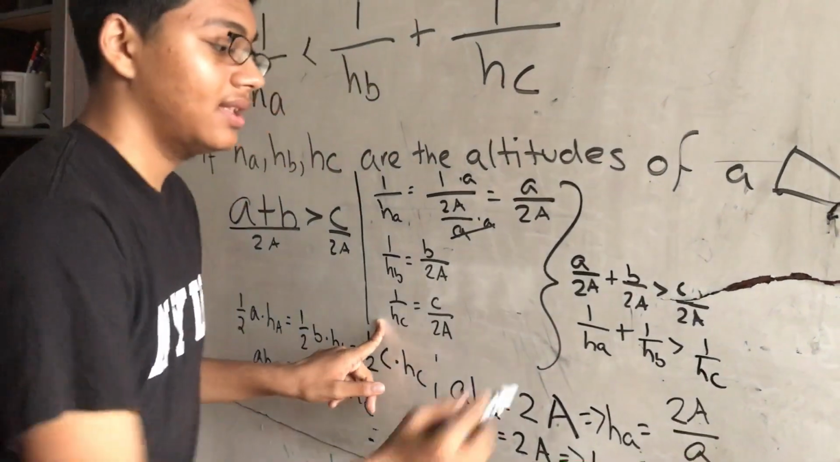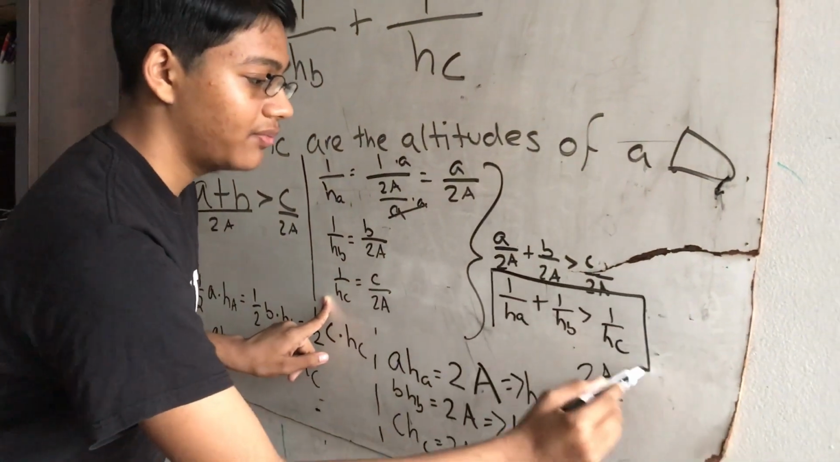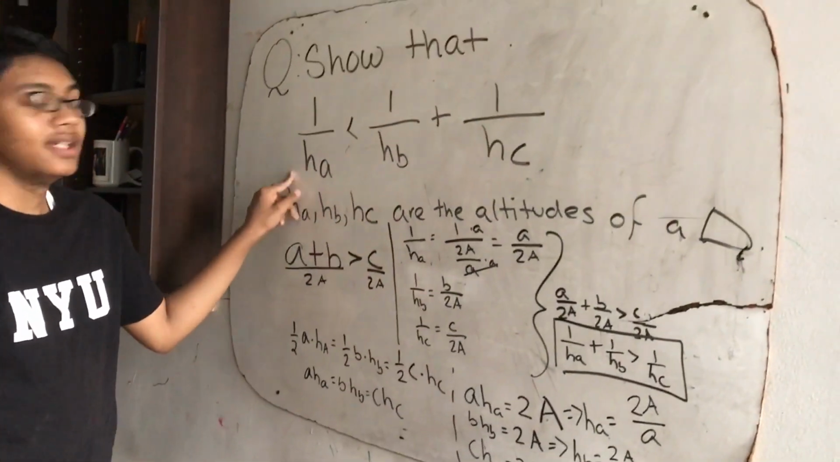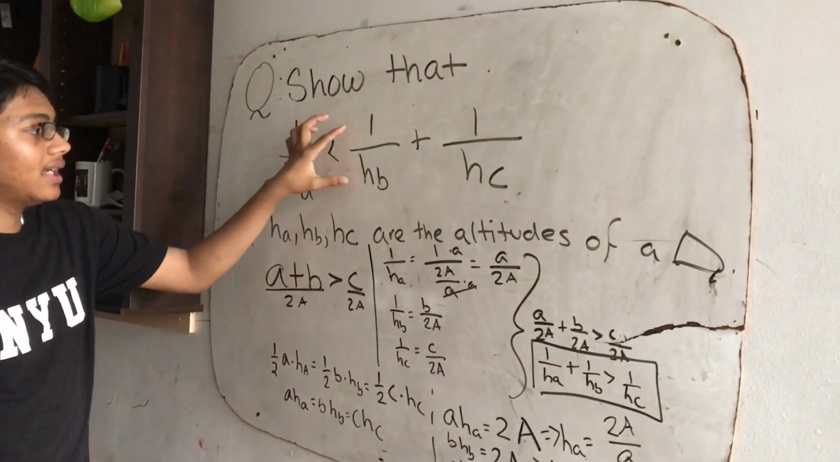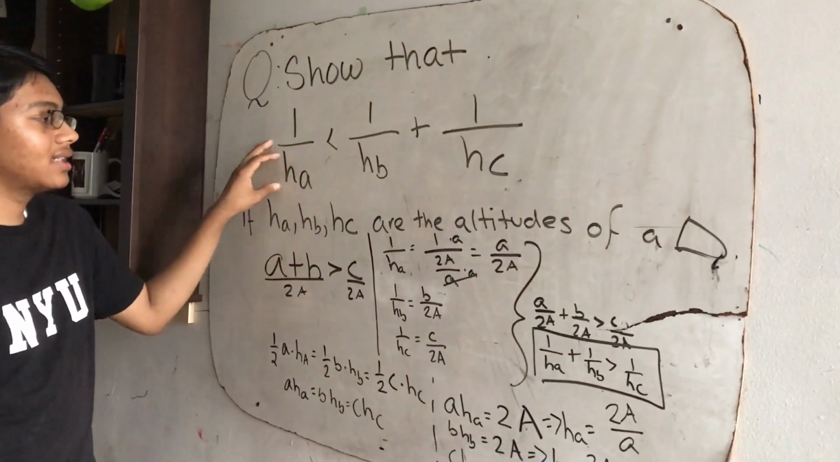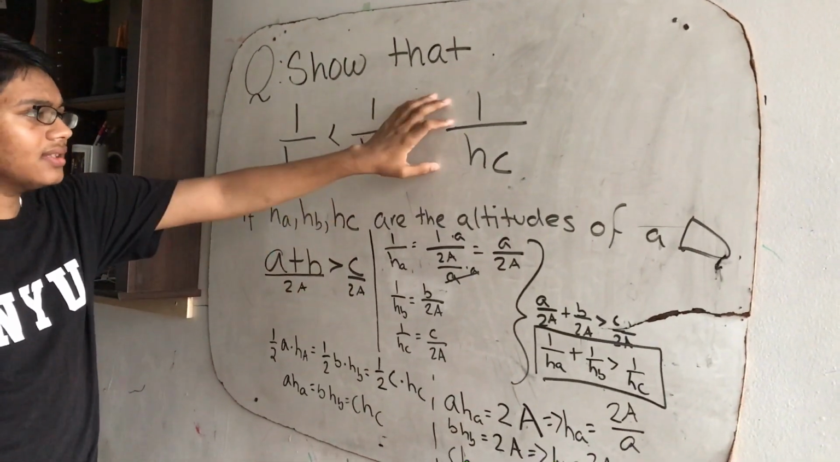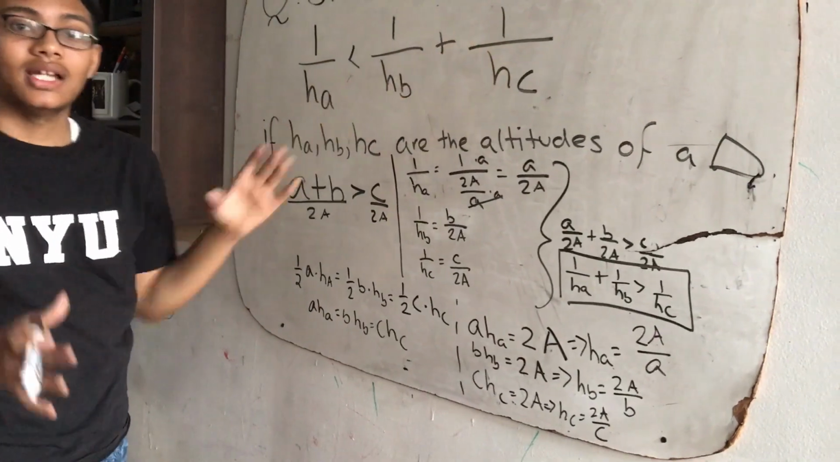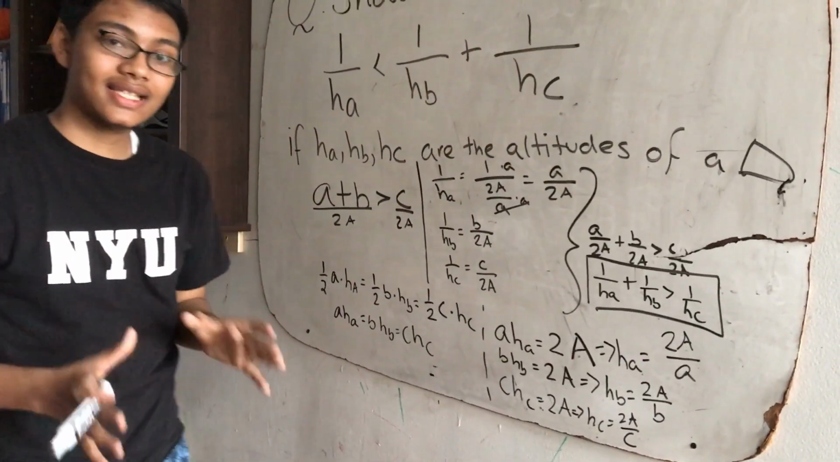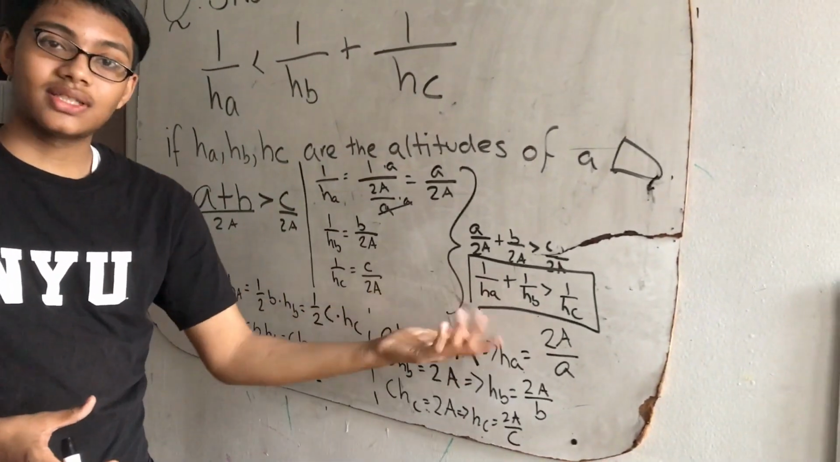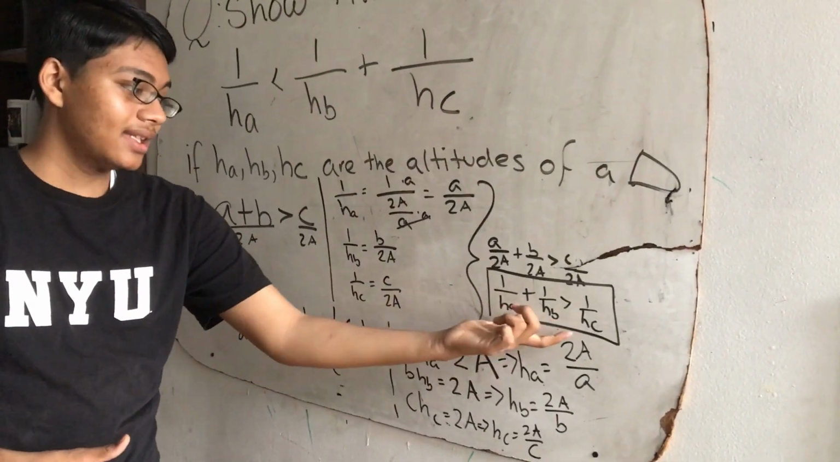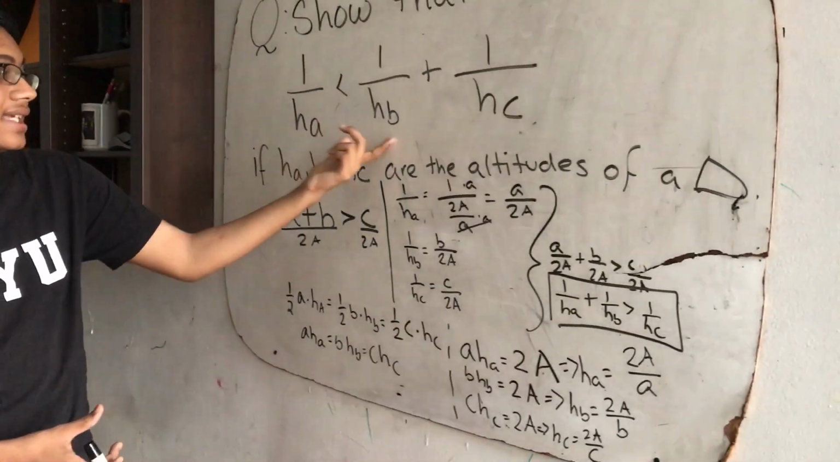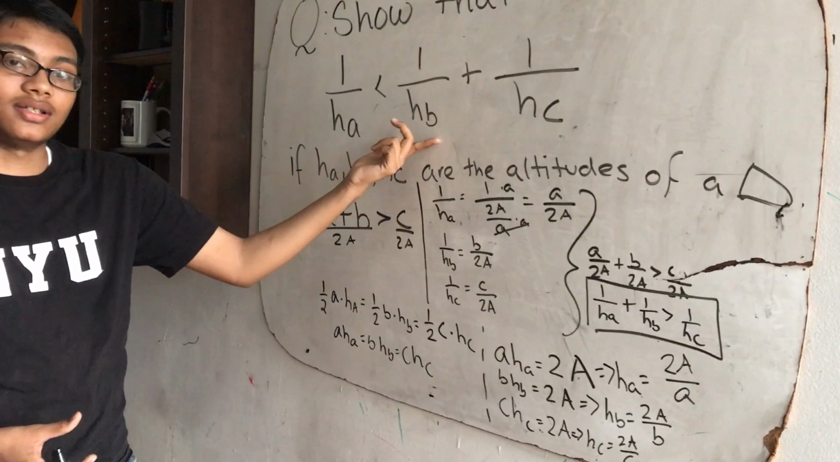Now you might be thinking that I haven't proved the inequality, because it's asking us to prove that 1 over the first altitude is less than the sum of 1 over the second altitude and 1 over the third altitude. However, this is the exact same thing, because once you just rearrange the terms, you will find that this inequality states the exact same thing as this inequality.